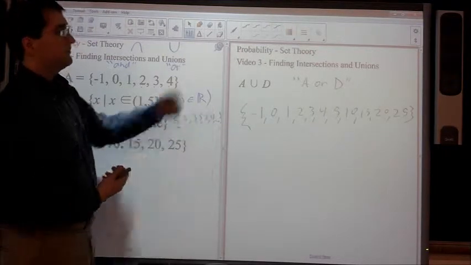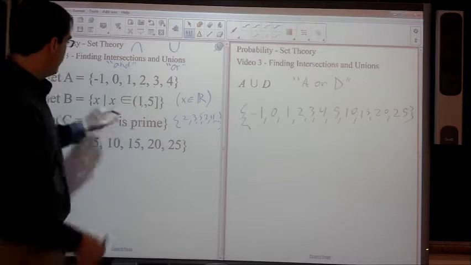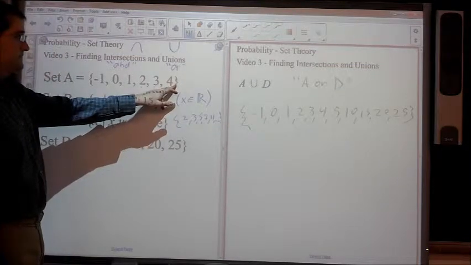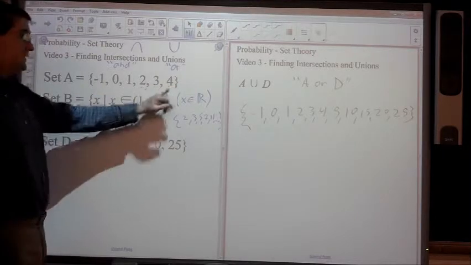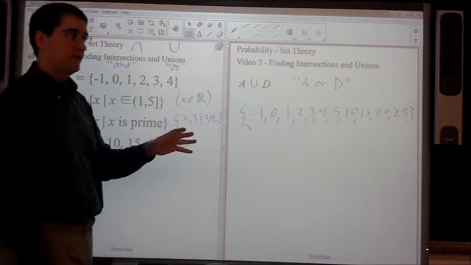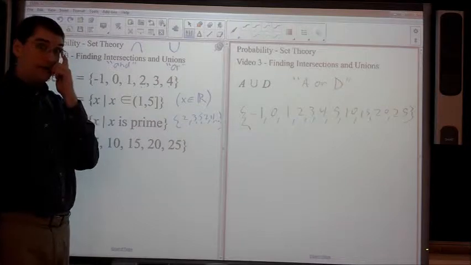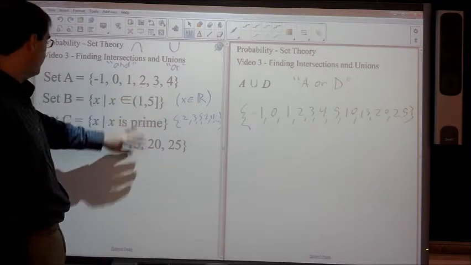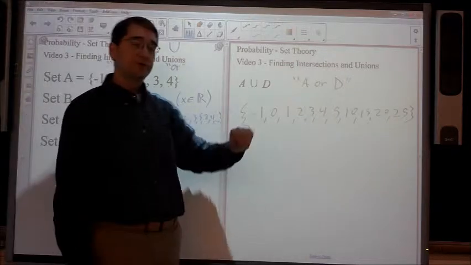Keep in mind, if there were an overlap between these two, like if there were a 5 in this set here, we would not write it twice. We only write our numbers one time. We don't duplicate things. So if any numbers overlapped between sets A and D, they would only show up one time in the union here.